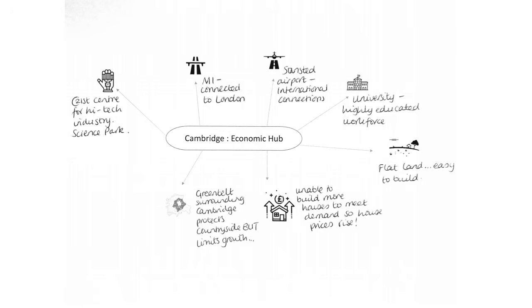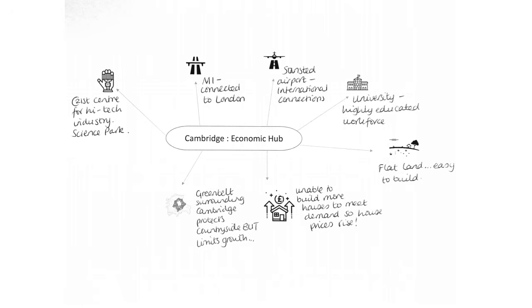Why did it become an economic hub? It's very well connected. You've got the M1 straight down to London. It's got Stansted Airport nearby, so international connections. Obviously, it's got the university, so it's got a highly educated workforce that can go into all these industries when they graduate. Flat land makes it very easy to build.